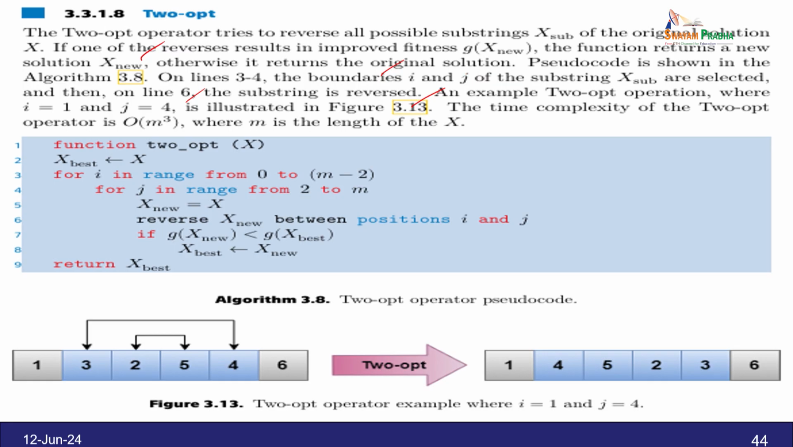So, this is the two-opt operator example where i equals 1 and j equals 4, and at a time we have to swap 2 with 5 and 3 with 4, so that they are swapped like this, and the complexity is of the order of m cubed.